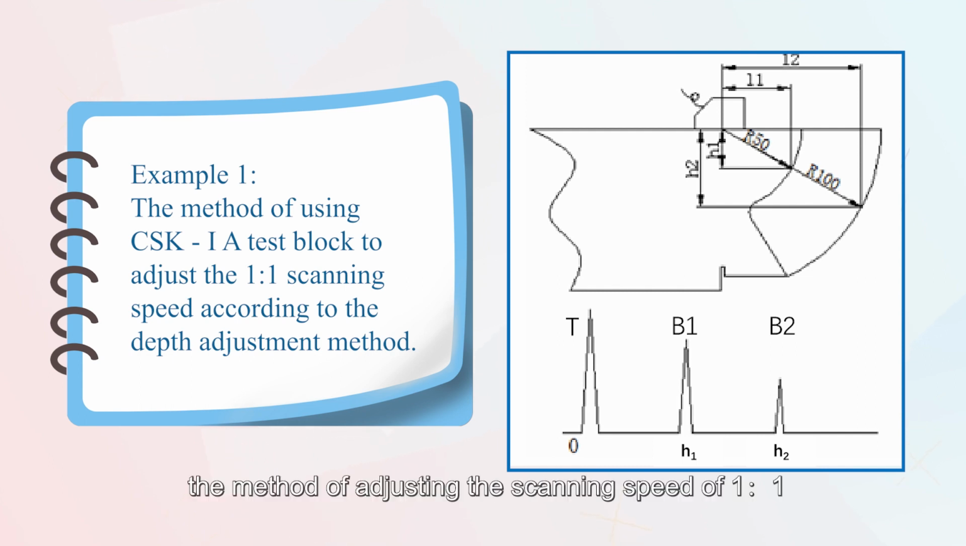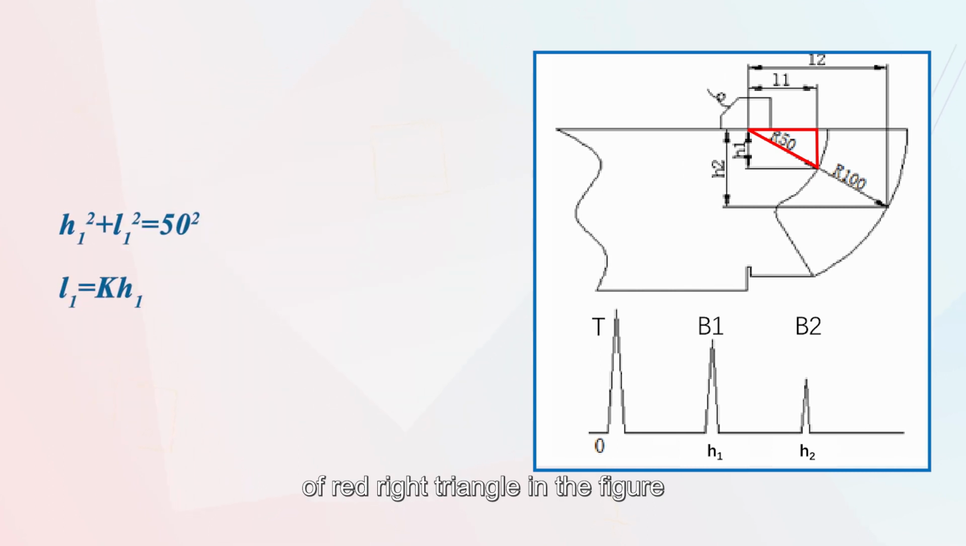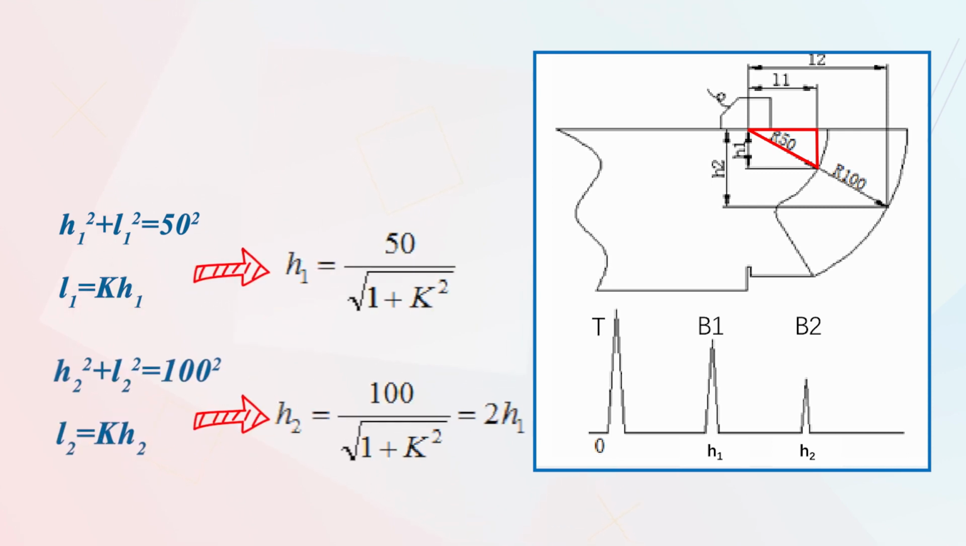Example 1. The method of adjusting the scanning speed of 1 to 1 by using the CSK-IA test block according to the depth adjustment method. As we can see shown in the figure, this is an example, and we can learn from the trilateral relationship with the right triangle. As we can see from these formulas, we can get the result.